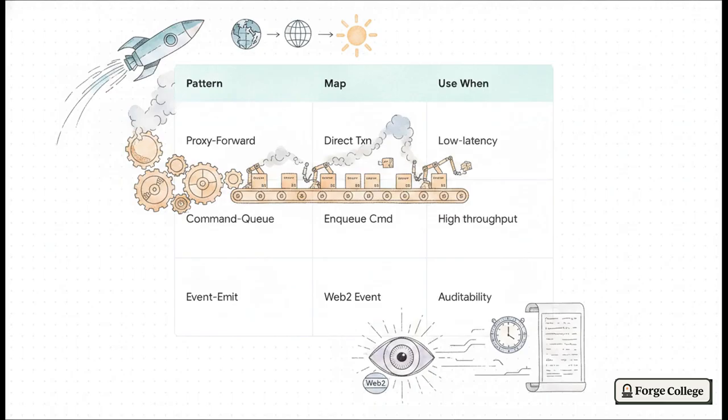Second is command queue, which enqueues a normalized command to be handled asynchronously. This one is absolutely perfect for high-throughput apps. And third is event emit, where Relayer listens to Web2 events, which gives you this incredible auditability and observable provenance.